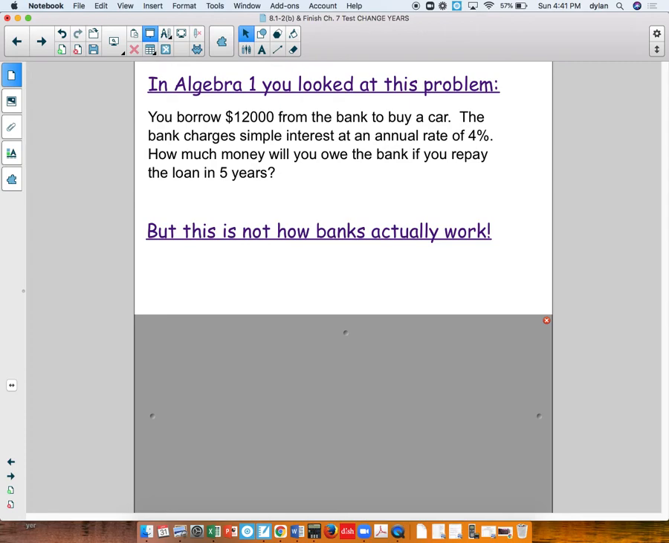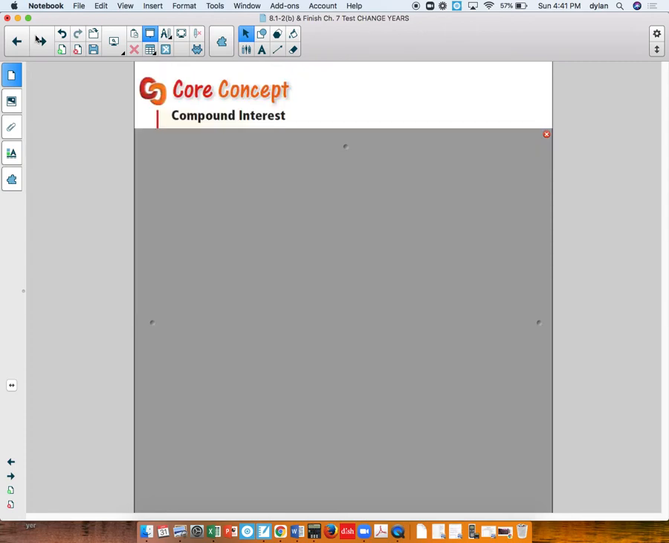Instead, banks use a mechanism called compound interest. That means the bank is recalculating how much money you owe them throughout the course of the year. As they do that, they charge you interest not just on the original amount, but also on the interest that has already accumulated, which is why it's called compound interest: the accumulated interest is compounding, or increasing, over time.